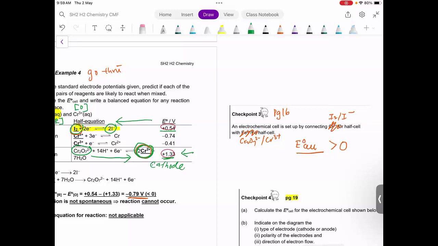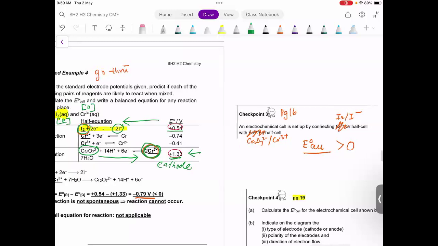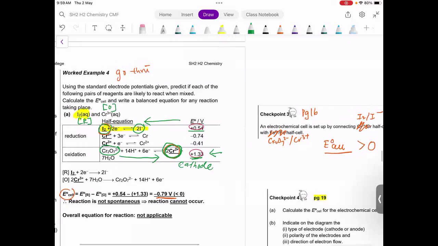But in this case, where we are not working with half cells, iodide is not present and dichromate is not present. Notice that? If dichromate is not present, then I cannot undergo reduction here. You can only undergo this way, because what is present is only chromium 3.